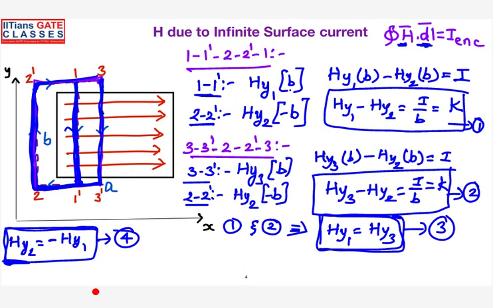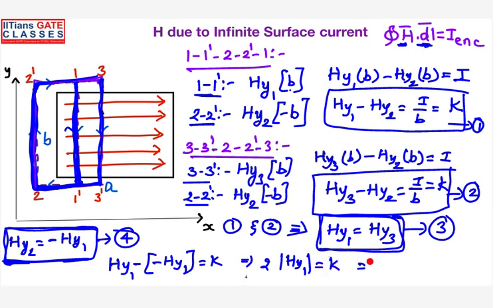Yes. Right. Substitute HY2 is equal to minus HY1, equation 4, in equation 1. So when you substitute equation 4 in equation 1, what are you going to get? I can say HY1, and instead of minus HY2, minus of minus HY1, is equal to K. So two times the magnetic field intensity HY1 is equal to K. So what is the value of HY1 here? HY1 is equal to K by 2. So the magnitude of the magnetic field intensity will be half of the surface current.